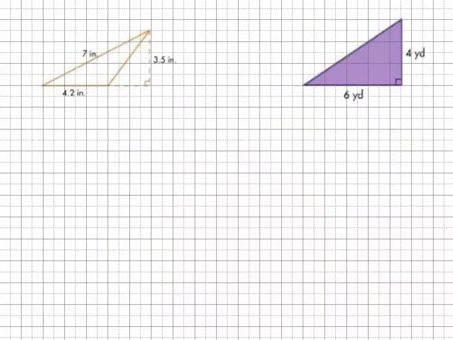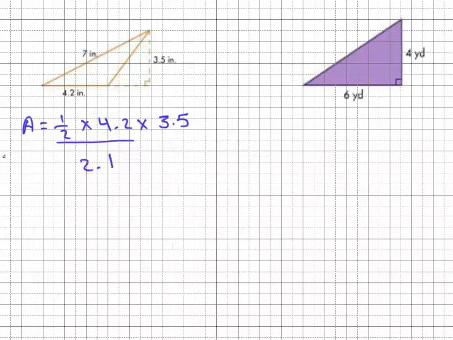The other part here, look here, this is the base. Why is this the base, not this one? Because the height makes a right angle with the base. Now we have area equals half multiplied by 4.2 multiplied by 3.5. First half of 4.2 is 2.1 multiplied by 3.5.